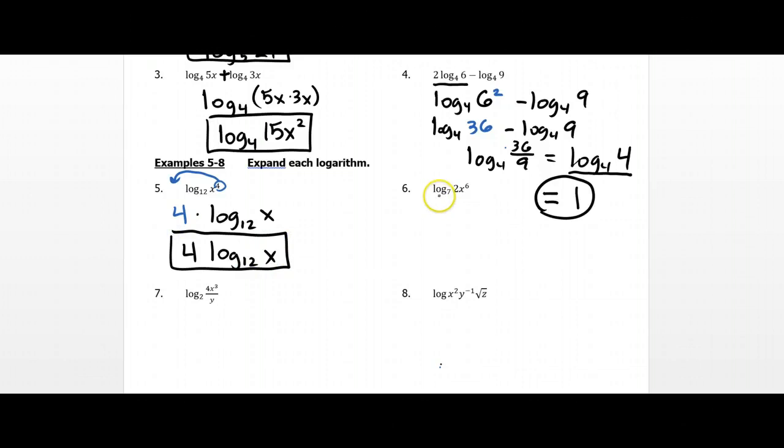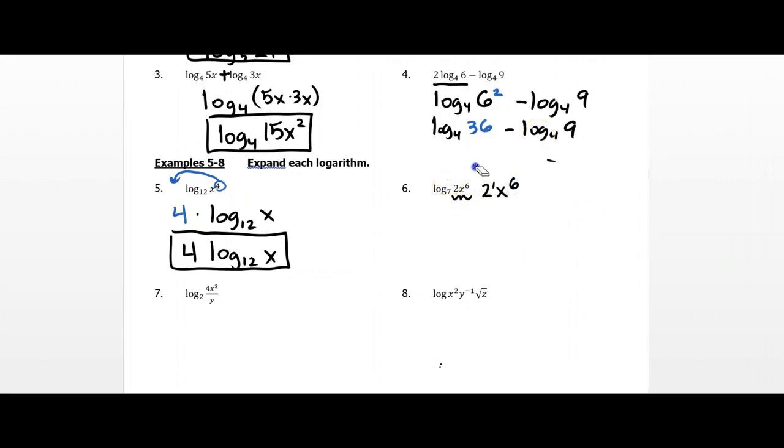Number 6, I have log base 7 of 2x to the 6th. Be careful on this one. I can't just take the 6 out front like I did with number 5, because my argument in this case is a product, and the 2 is not being taken to the 6th power. 2x to the 6th power is 2 to the first times x to the 6th. So in order to expand this log, the first thing I need to do is separate my products by using the product property, which says I can write this as a sum.